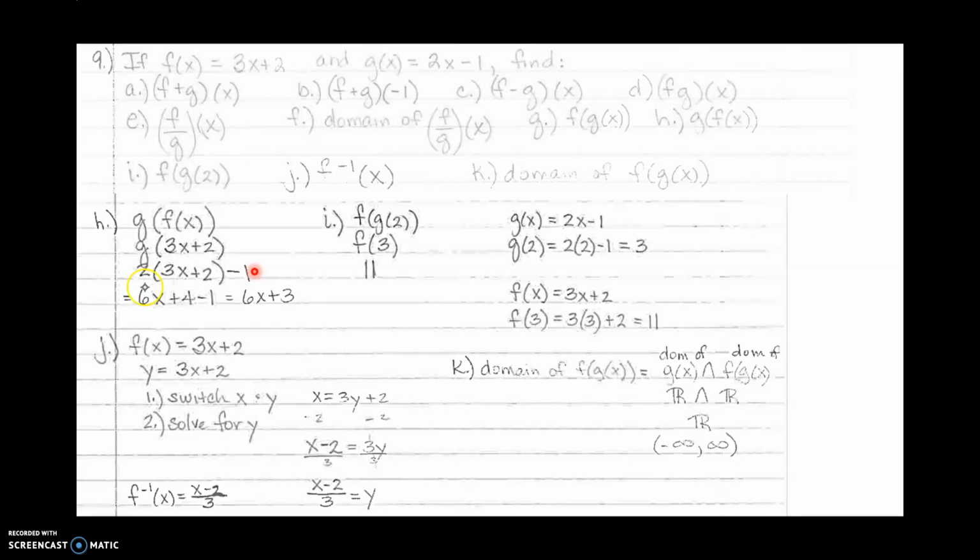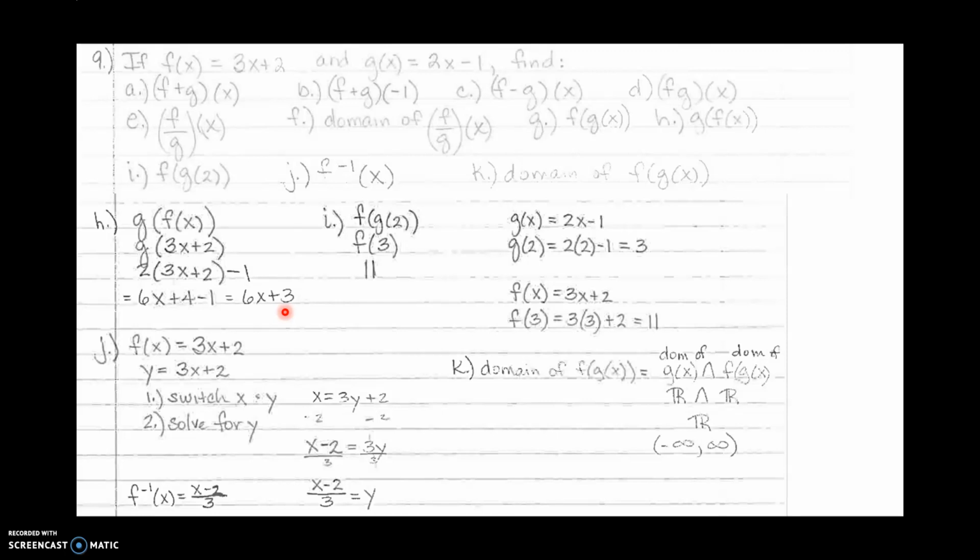All right, now we're going to distribute. 2 times 3x is 6x, 2 times 2 is 4, and then we've got our minus 1. So plus 4 minus 1 gives us plus 3. That would be 6x plus 3.